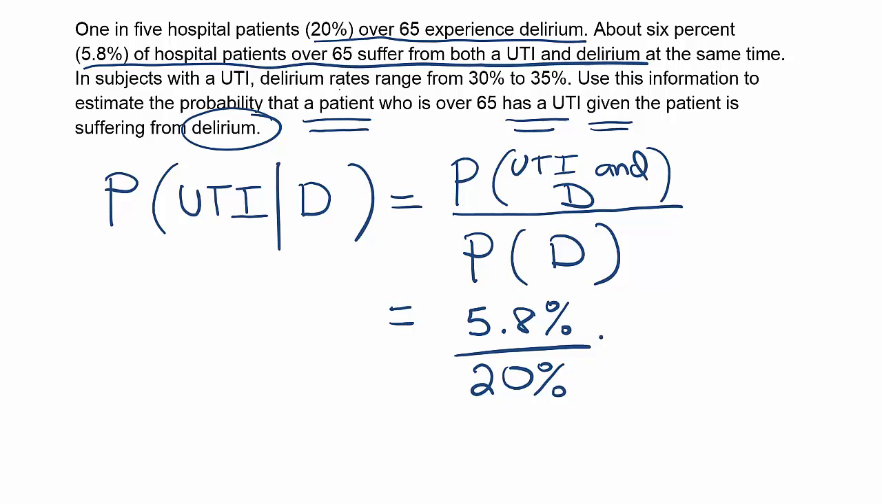All right, and from there, it's just a matter of division, right? The percent signs will cancel out, and when you divide 5.8 by 20, you get 0.29, and then you'll end up with 29% when you convert it to a percent. And so that's the answer to our question. Looks like the probability that a patient has a UTI given the patient has delirium is 29%.